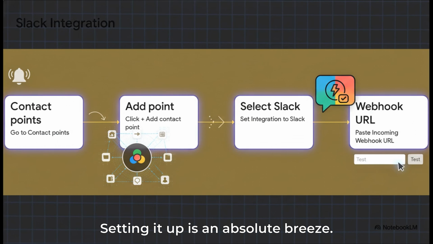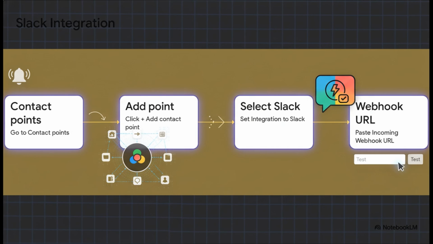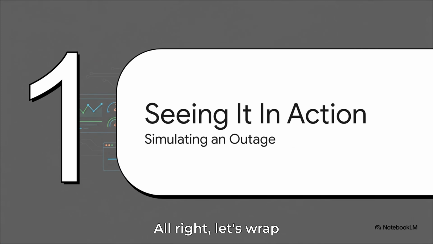Setting it up is an absolute breeze. Just navigate down to Contact Points under the Alerting menu, hit plus Add Contact Point, pick Slack from the big list of integrations, and paste in the incoming webhook URL from your Slack workspace. You can even click the little test button right there to make sure your pipeline is fully operational before you hit save. All right, let's wrap this up with Section 5, Seeing it all in action.